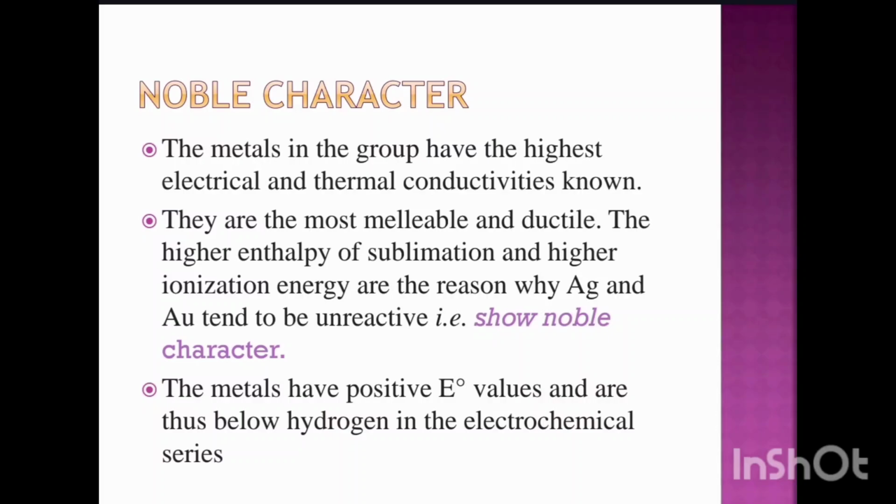Noble character. The metals in this group have the highest electrical and thermal conductivity known. They are the most malleable and ductile. The high enthalpy of sublimation and high ionization energy are the reasons why Ag and Au tend to be unreactive and show noble character. The metals have positive E0 values and are thus below hydrogen in the electrochemical series.